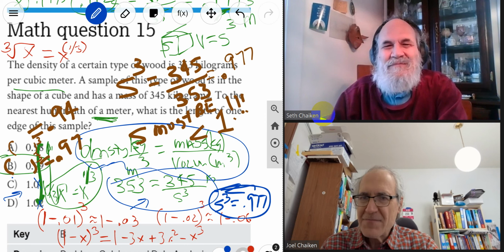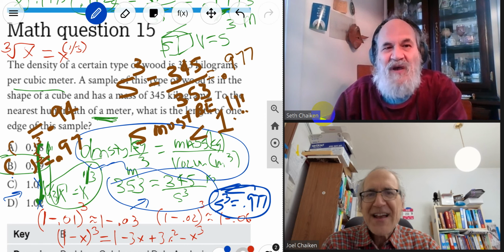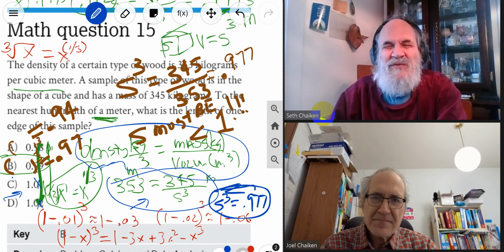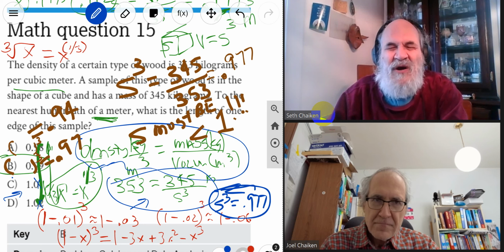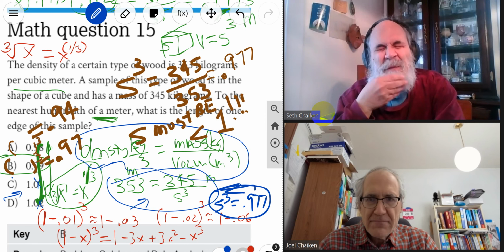Yeah, but that doesn't really naturally apply in this question. I mean, yes, it does. It gives the ratio of 345 to 353. It's 1 minus about 0.023. That's in the weight. Yeah, in the weight. The 345 is the weight.